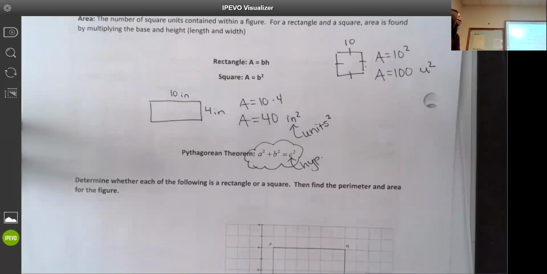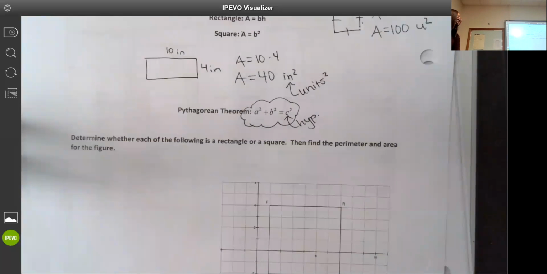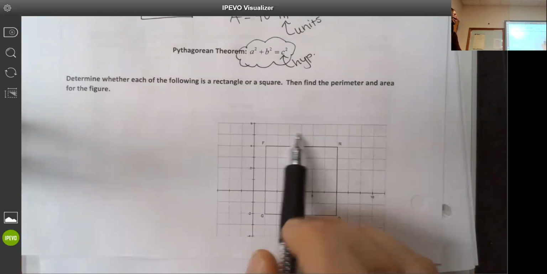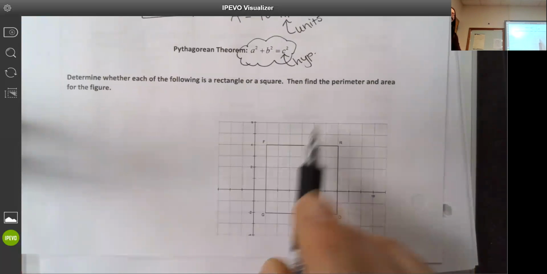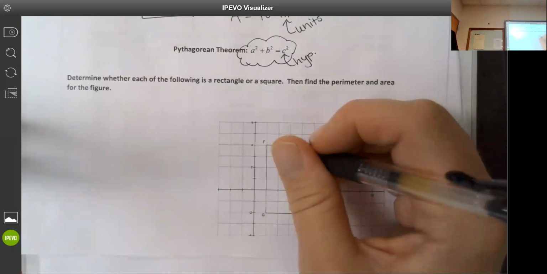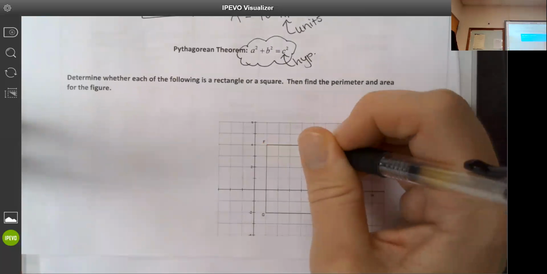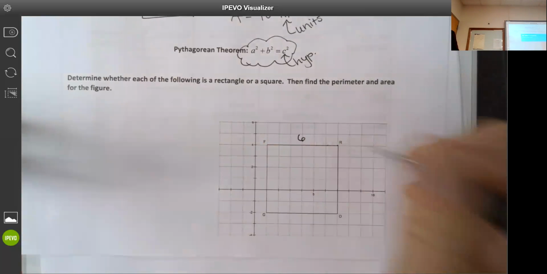Now we're going to look at finding area and perimeter on a coordinate plane. So each one of our units on this plane, we can count for this one, because it's lying flat on the grid, we can just count. I have 1, 2, 3, 4, 5, 6, 6 units this way.